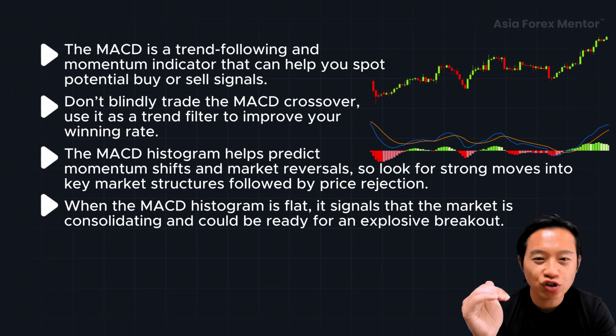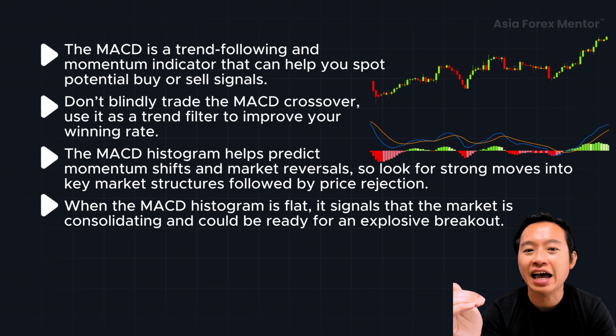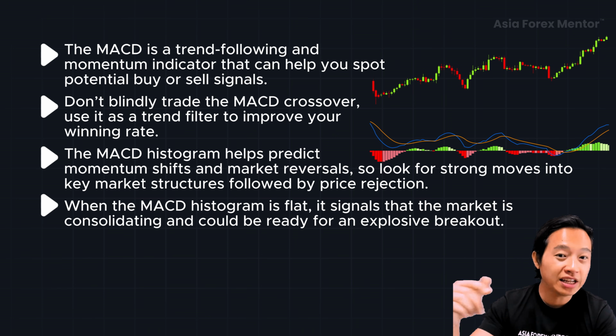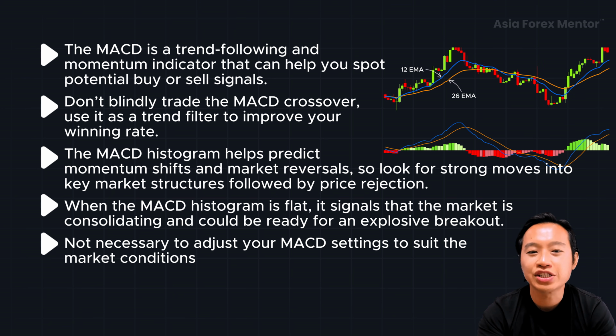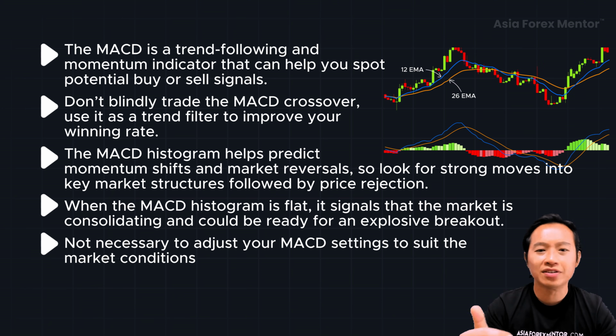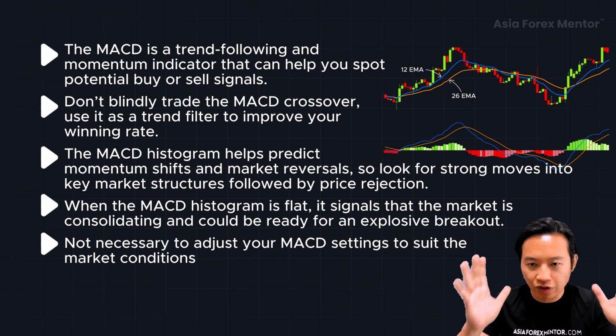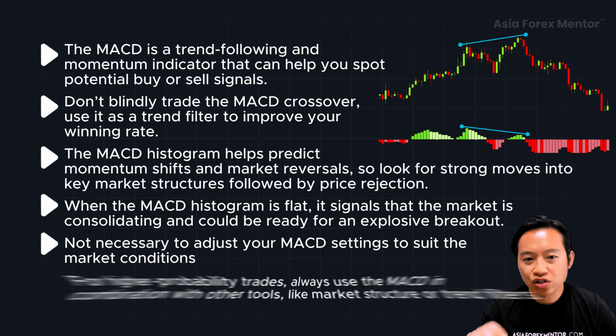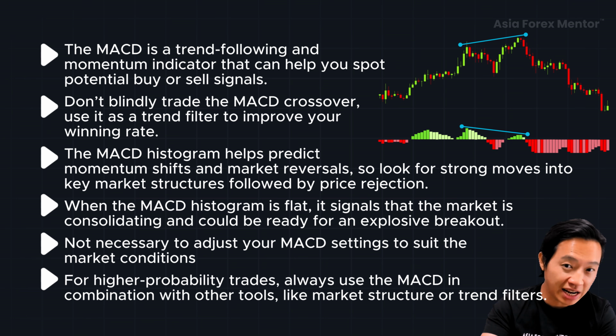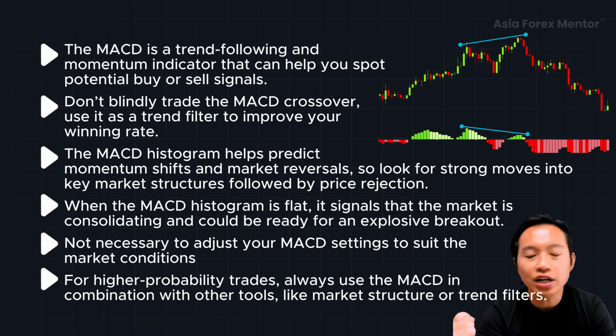When the MACD histogram is flat, it signals that the market is consolidating and could be ready for an explosive breakout. Don't adjust your MACD settings, like going to try this and that. There's no one size fits all. You understand the theory behind it. The 12-26-9 setting works. So for higher probability setups, use the MACD in combination.